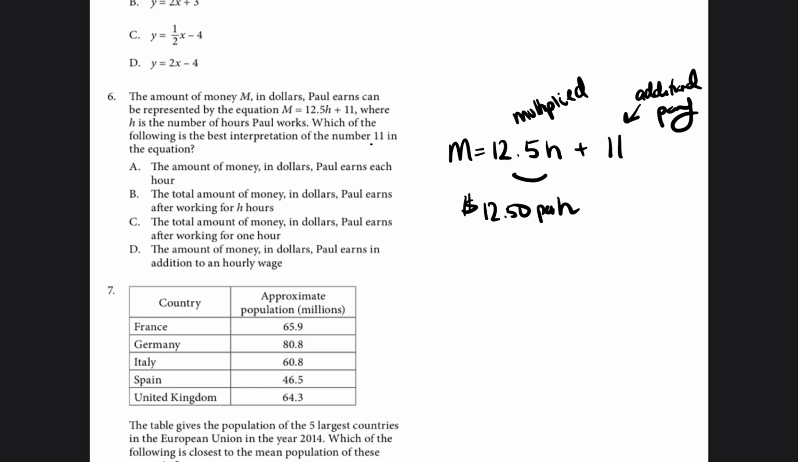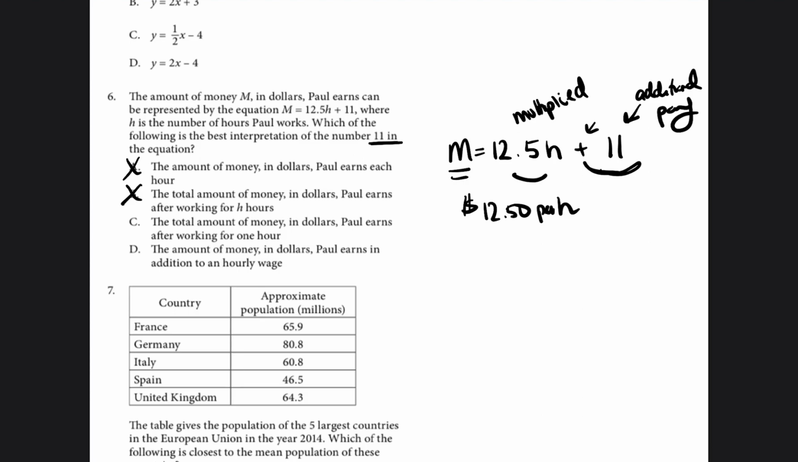So they're asking what the 11 could represent. And I realize that it's probably something additional because it's being added. The amount of money Paul earns each hour? No, each hour would be multiplied. The total amount of money in dollars he earns? No, the total amount would be m.